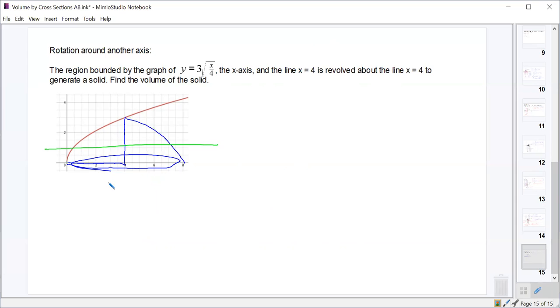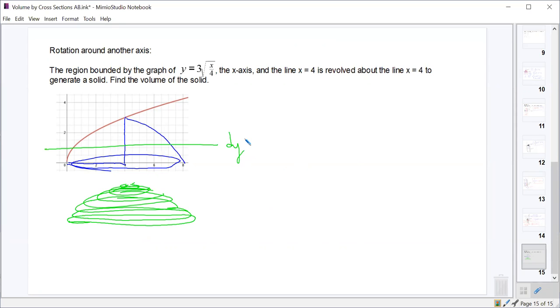If I slice it horizontally, though, what should those cross sections look like? Circles. Yeah, they should be a bunch of circles getting smaller as I go through, stacked on top of each other until we get to the top. Right, so we get circles if we do it in terms of y. And so instead of slicing vertically, we're going to slice horizontally. We'll get circles in the y direction, which means we'll have to do all of our integration in terms of y.